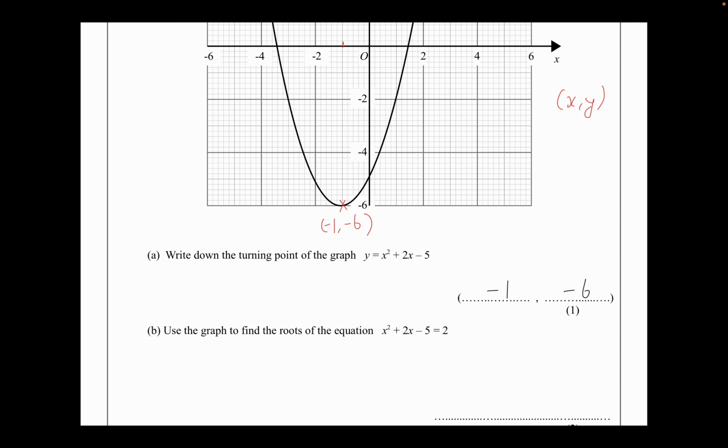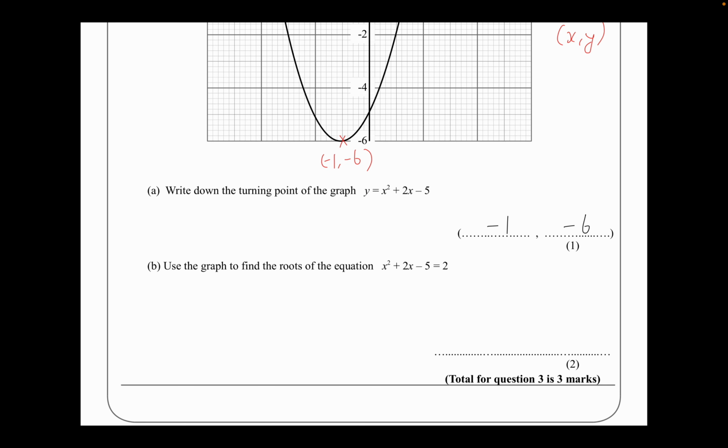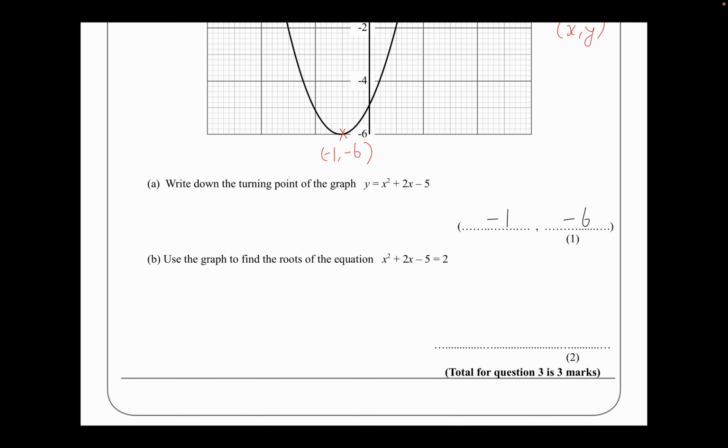Here, the y value has become positive 2. So it's a very different story to how we solve it now. We actually get a completely new quadratic equation. What I mean by this is if you take positive 2 to the left hand side, it just becomes x squared plus 2x minus 5 minus 2 equals 0. So it just becomes x squared plus 2x minus 5 minus 2. It becomes negative 7 equals 0.